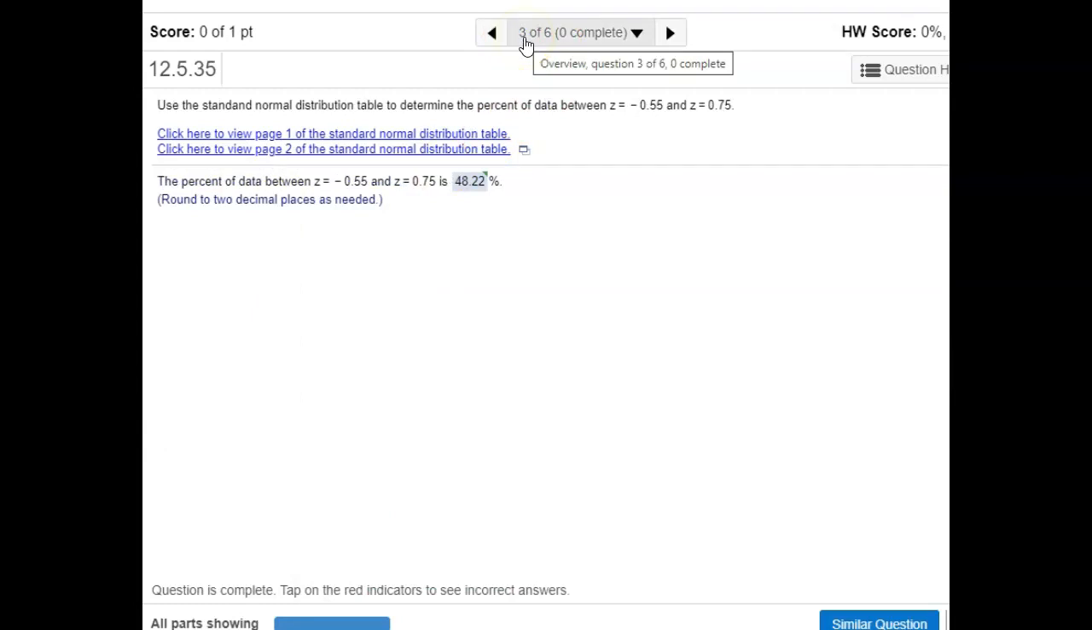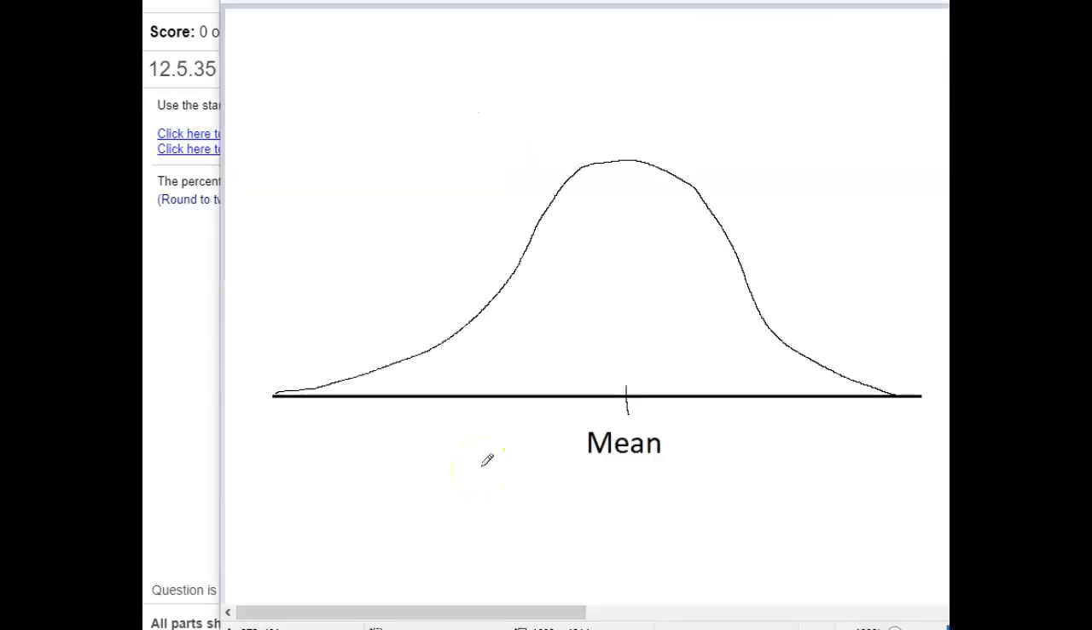Number 3, now we're going to use the standard normal distribution table to find the percent of data in between two z-values. And let me do a brief illustration here to explain how we do this. A normal distribution looks like this. It's bell-shaped. It's highest in the middle. Most of the data is in the middle, right above the mean. And then it's symmetric. As you get larger than the mean, there's less and less data.